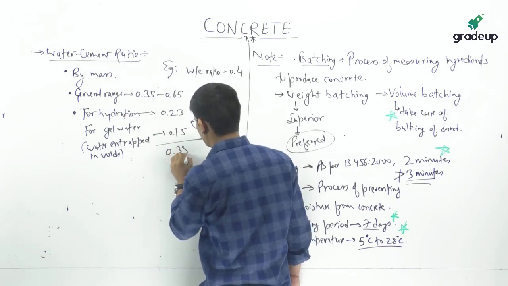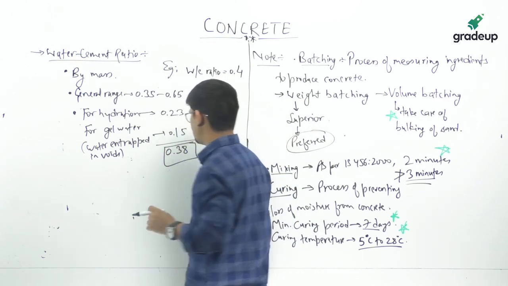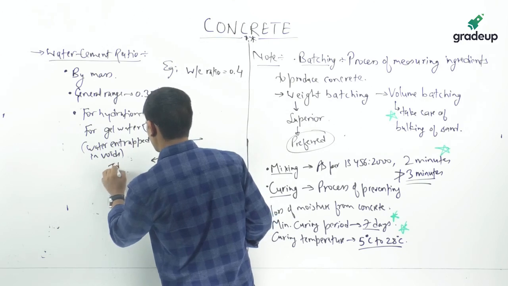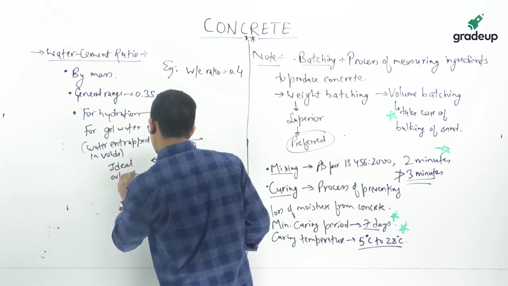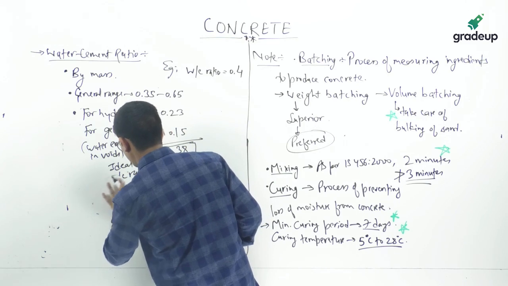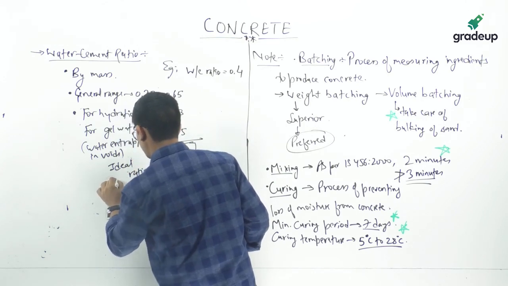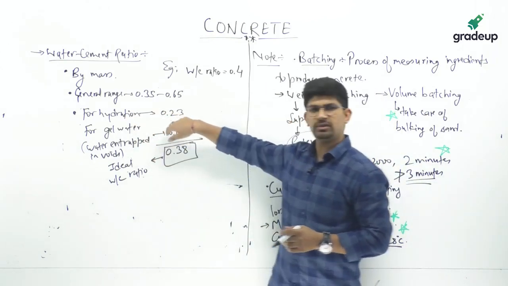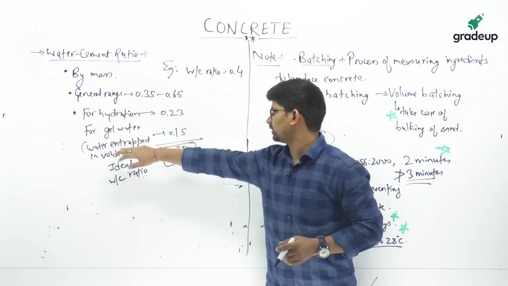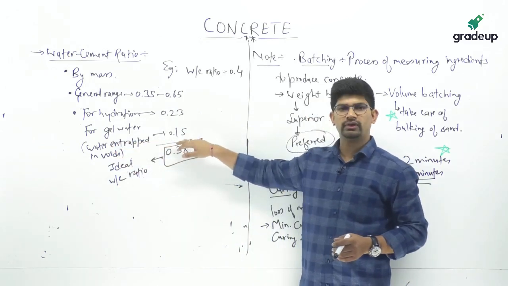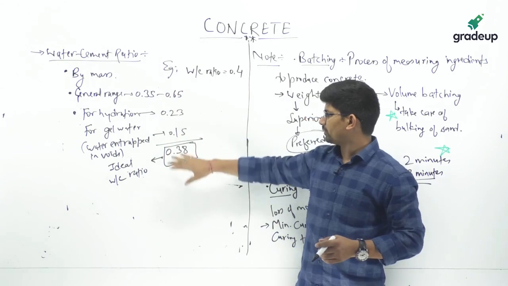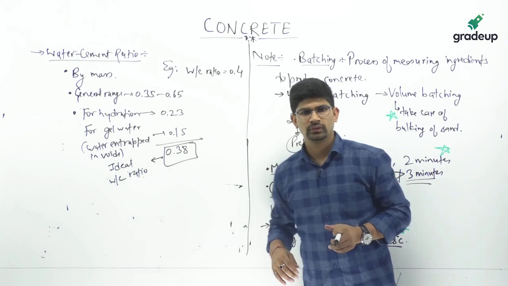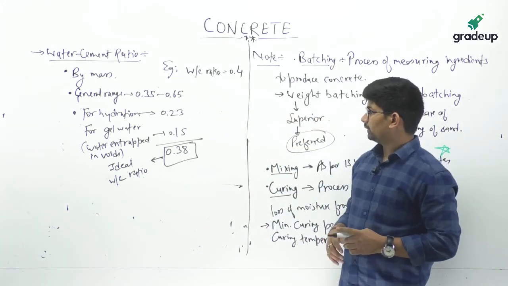So if I have to give you one water cement ratio which is considered the ideal one, that is 0.38. So for hydration 0.23 is required, and for gel water, that is water entrapped in voids, it is 0.15. So overall for the formation of concrete 0.38 is required.